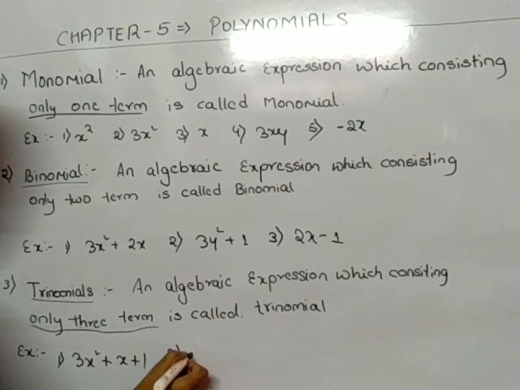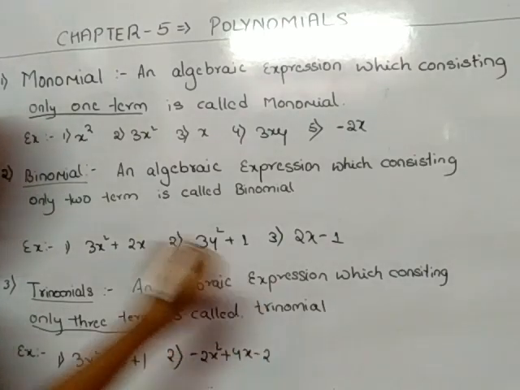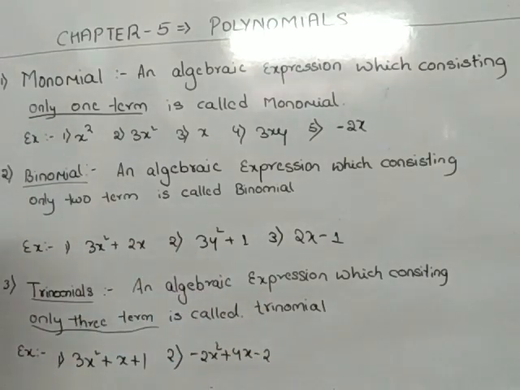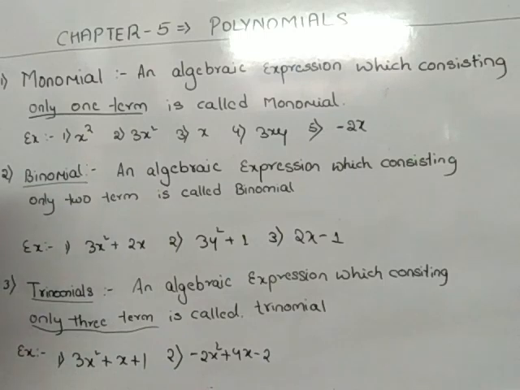We'll take minus 2x squared plus 4x minus 2, isn't it? Again it is containing 3 terms, 2x squared, 4x and 2 are the 3 terms here. These are what? Trinomials. Examples for the trinomials.